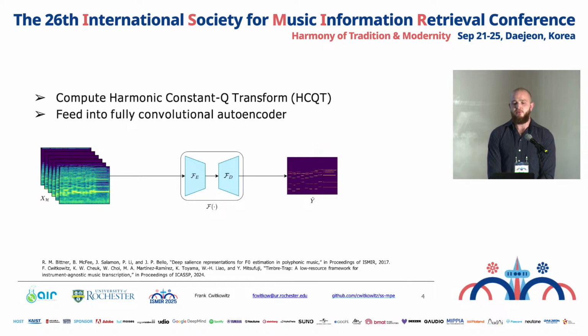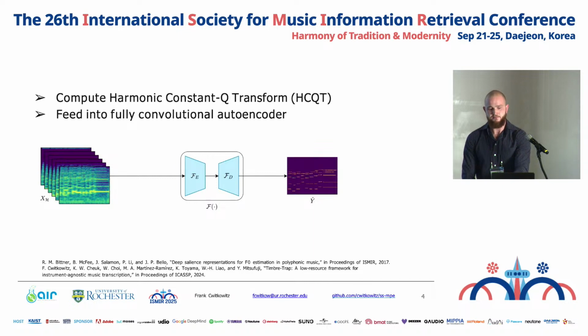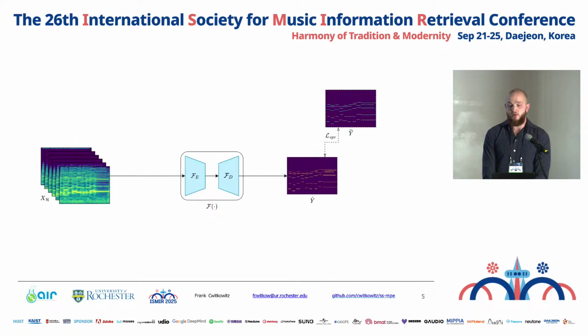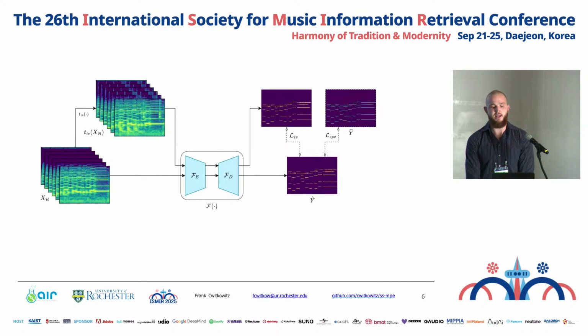So we adopt the same framework as in previous work. This consists of computing a harmonic constant-Q transform, feeding this into a fully convolutional model, and producing what we consider to be a multi-pitch salience gram. In this work, we conduct supervision using the URMP dataset, which includes annotations for pitch, and we incorporate 2 additional sets of objectives.